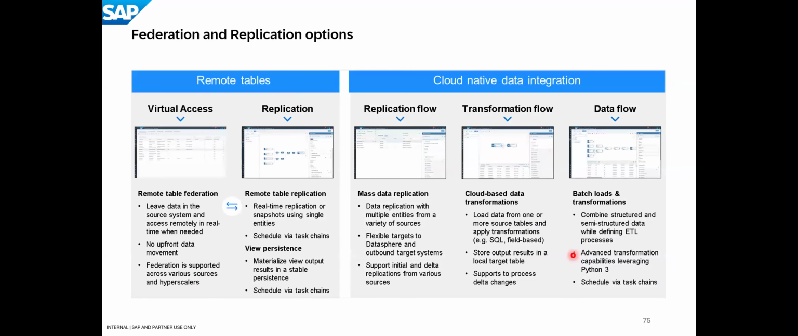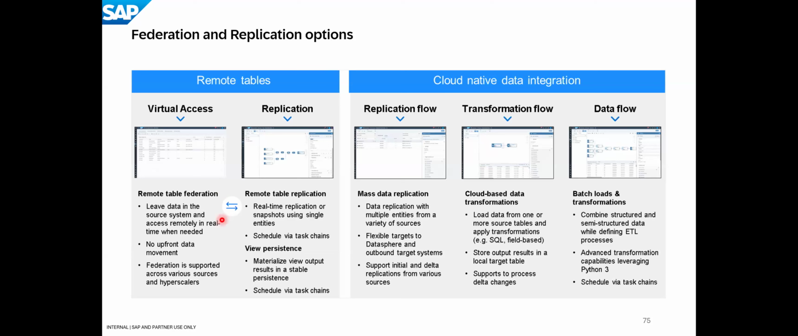Then let's talk about the federation and replication options within Datasphere. What is federation? Federation means leaving the data in the source system and accessing it remotely on a real-time basis in Datasphere. There is no real data movement involved in federation. The data is only accessed at runtime based on your query, and it is displayed to you at runtime. So no data persists in the Datasphere layer. Remote tables are the entities which make use of these federation options. You can create remote tables on various sources and hyperscalers to access data remotely, and this is called the federation option.